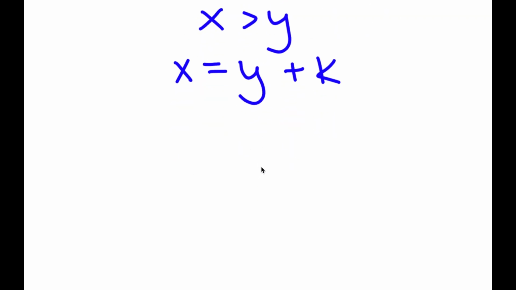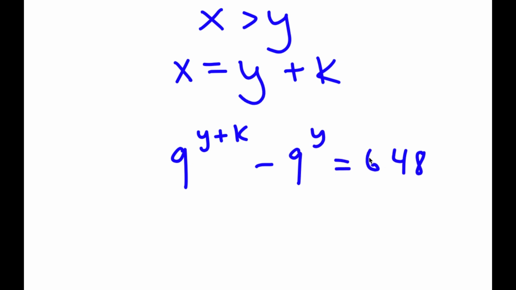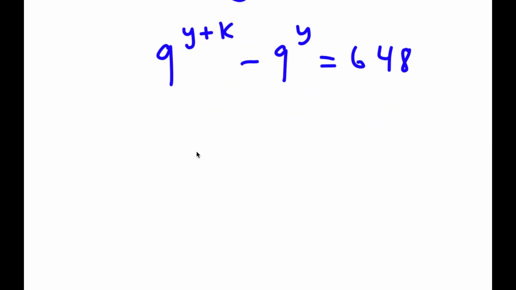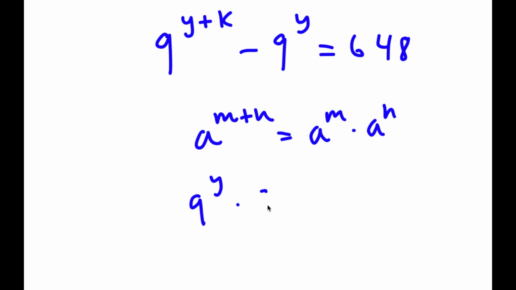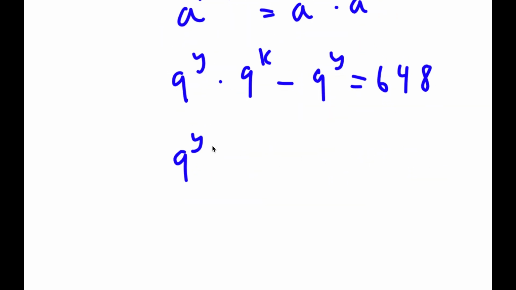So now I can replace x with y plus k. So now I have 9 to the power of y plus k minus 9 to the power of y is equal to 648. Now if I have something in the form a to the power of m plus n, this is equal to a to the power of m times a to the power of n. So 9 to the power of y plus k, that's going to equal 9 to the power of y times 9 to the power of k. I have this minus 9 to the power of y is equal to 648. Now I'm going to factor out 9 to the power of y. So I get 9 to the power of y times 9 to the power of k minus 1 is equal to 648.